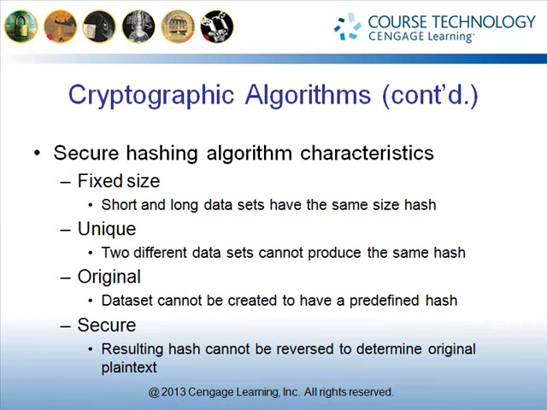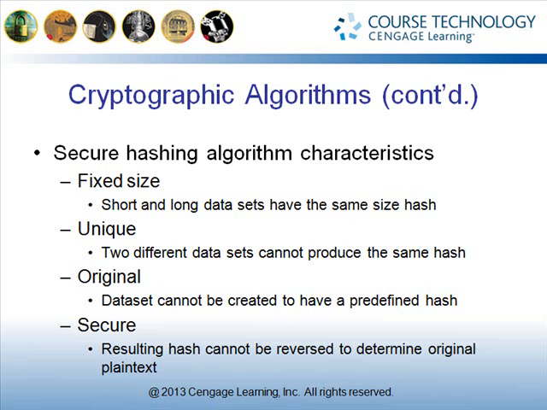Now, a hashing algorithm is considered secure if it has these four characteristics. Number one, a fixed size. A hash of a short set of data should produce the same size hash as that of a long set of data. That is to say, a hash of a single letter A may result in 32 characters. A hash of 1 million occurrences of the letter A should likewise result in a hash of a length of 32 characters. Obviously the hash itself would be different, but the length of a hash of one character should be the same length as that of 1 million characters or more.